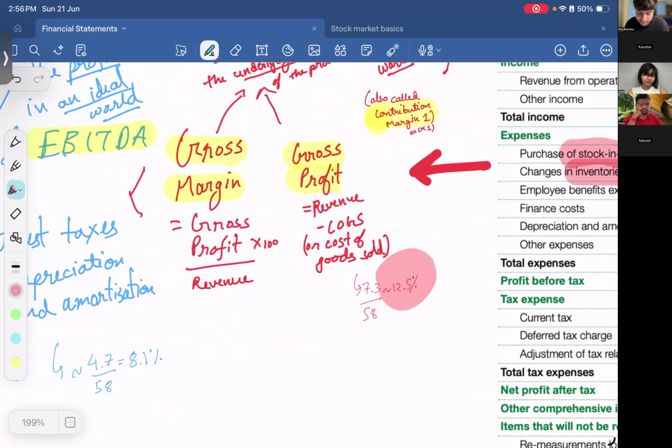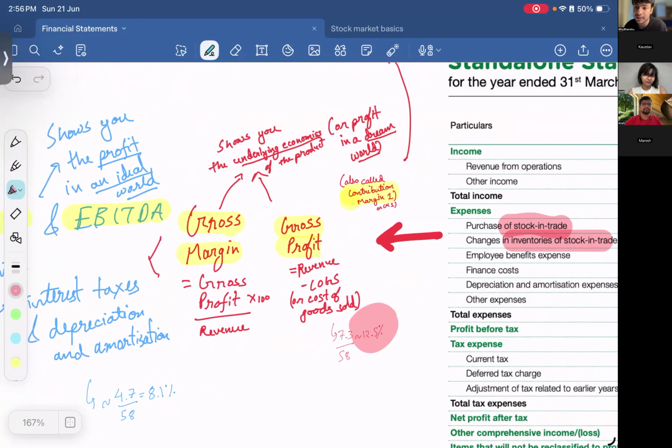So in a dream world, when DMart didn't have to do anything, they were just buying and just selling, they would be making around 13% gross profit or gross margin. Profit is the number, margin is when you express it as a percentage. So gross margin is 13%. This is the same thing as CM1. Obviously, we don't live in a dream world.